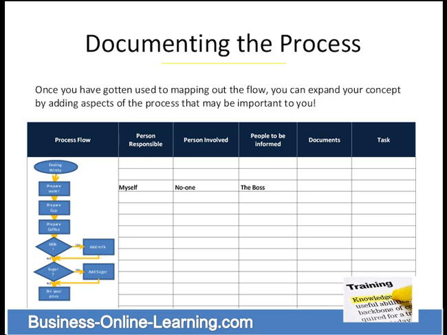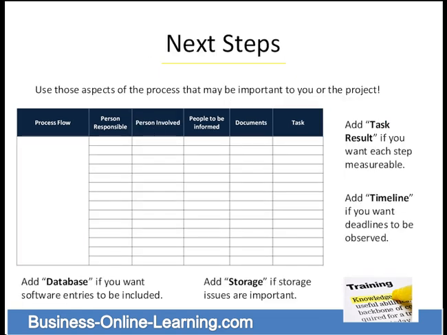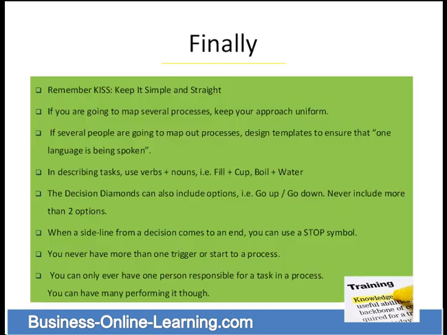This template can be expanded on many levels, and it is purely a matter of how you decide to best map your process. Further possibilities are you can add task result if you want each step measurable. You can add a timeline if you want deadlines to be observed. You can add items like database if you want software entries to be included, or add storage. Storage issues are important.